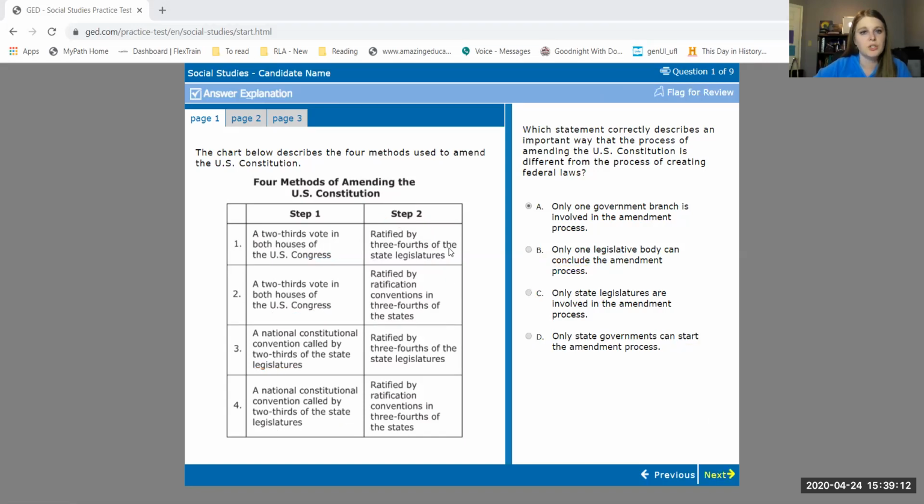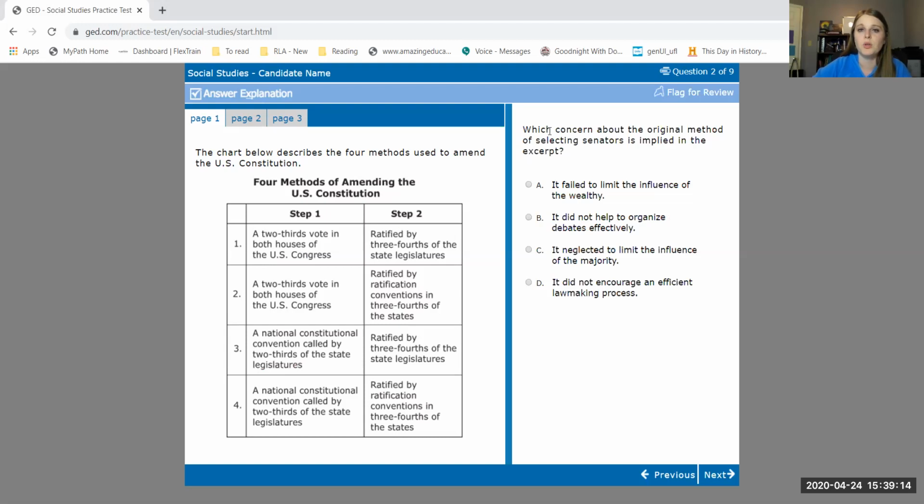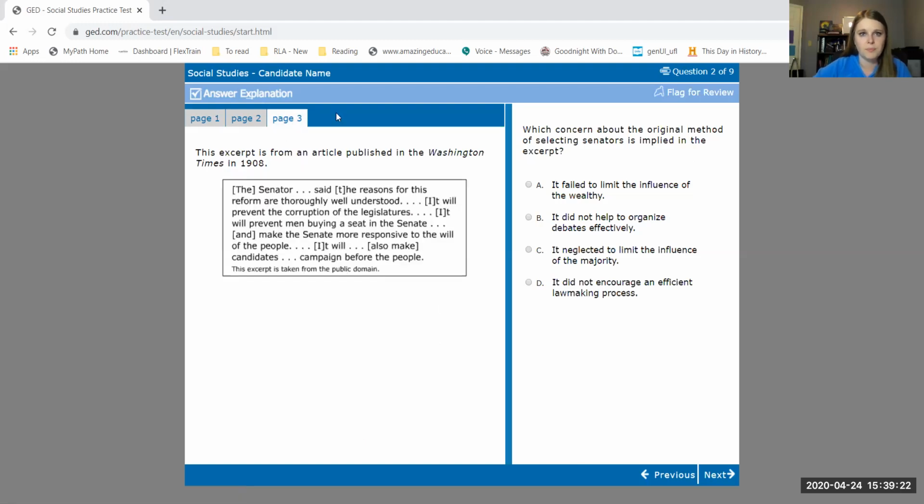All right, question 2, but still with the same reading. Number 2, which concern about the original method of selecting senators is implied in the excerpt? So we go to the excerpt here, because here's that word excerpt and that word excerpt. Now, the word implied, that's kind of a reading vocabulary word. If it's implied, it means it's not stated directly. We kind of have to read between the lines.